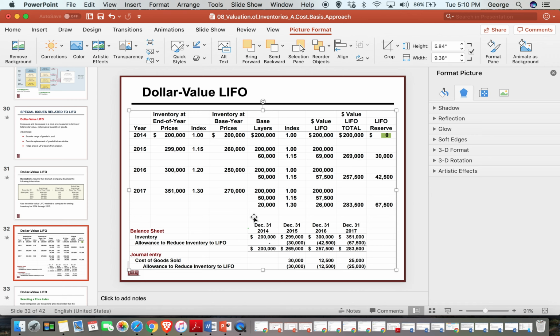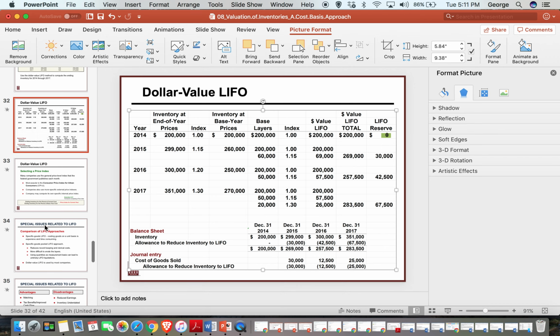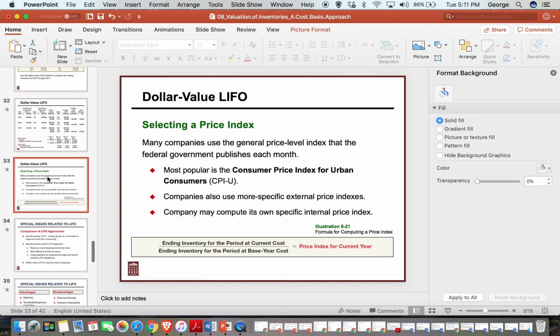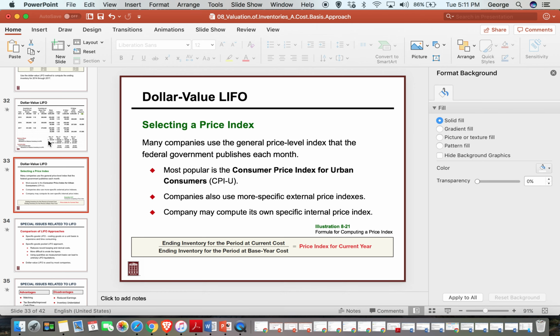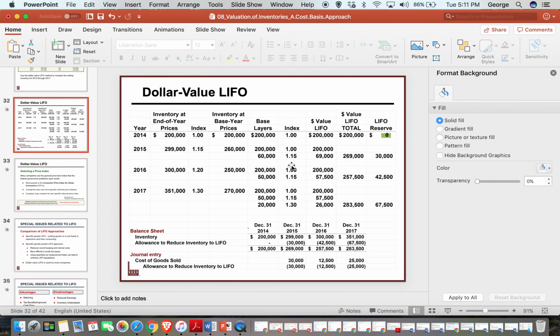Well, 273 base years, right? The 200 from 2014, 50,000 from 2015, and then 20,000 from 2017. Most companies use the consumer price index for consumers when selecting a price index. These price indexes here, we can use CPI.